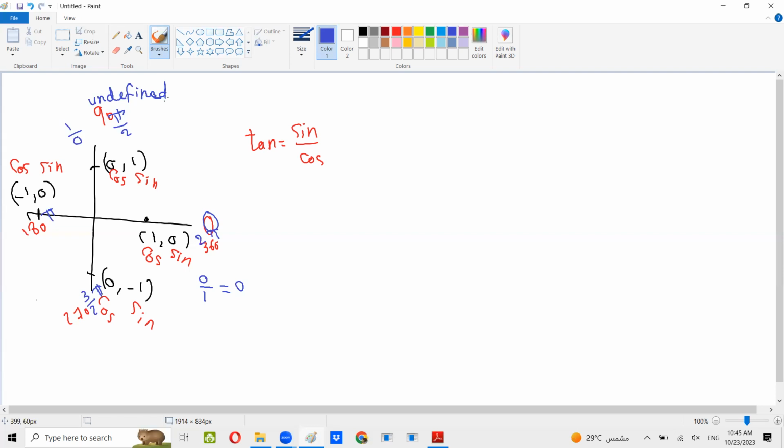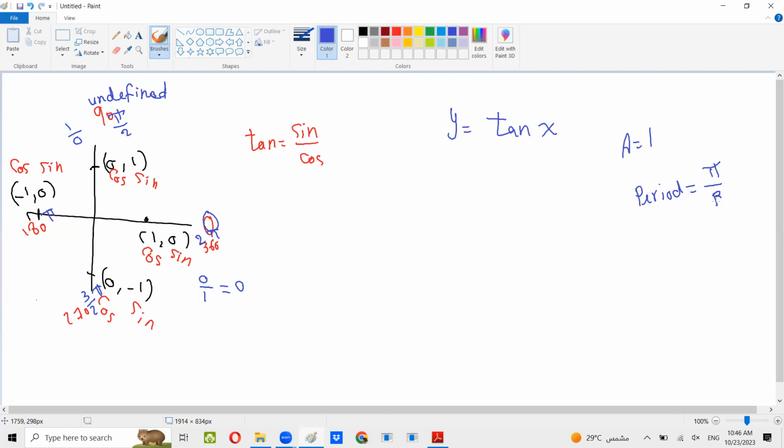To graph it, I have for example y is equal to tan x, and I ask you to graph it. First, the amplitude is 1. But what about the period? The period will be separated by a left side and a right side. So the period of tan is pi over b.